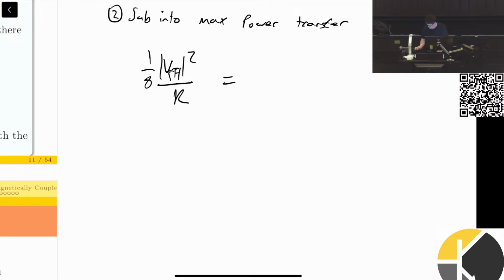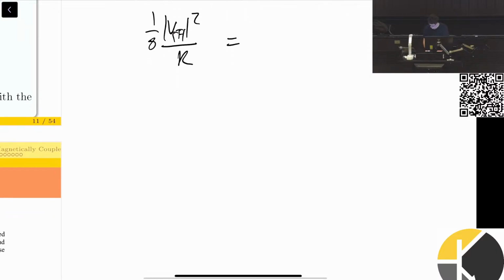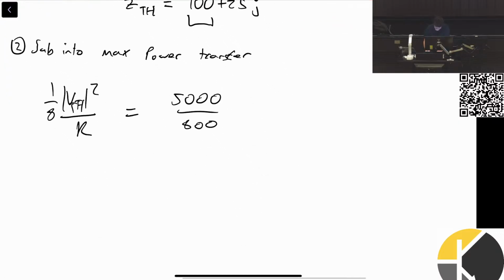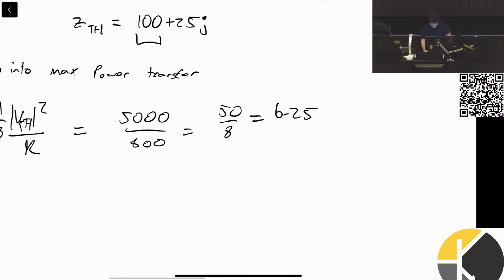5,000 on 100. If you simplify, because R is 100 and we square the magnitude here, all of this can just go in the calculator, which is equal to 50 divided by 8, which is equal to 6.25. And remember to use units. Key part. This is going to be 6.25.